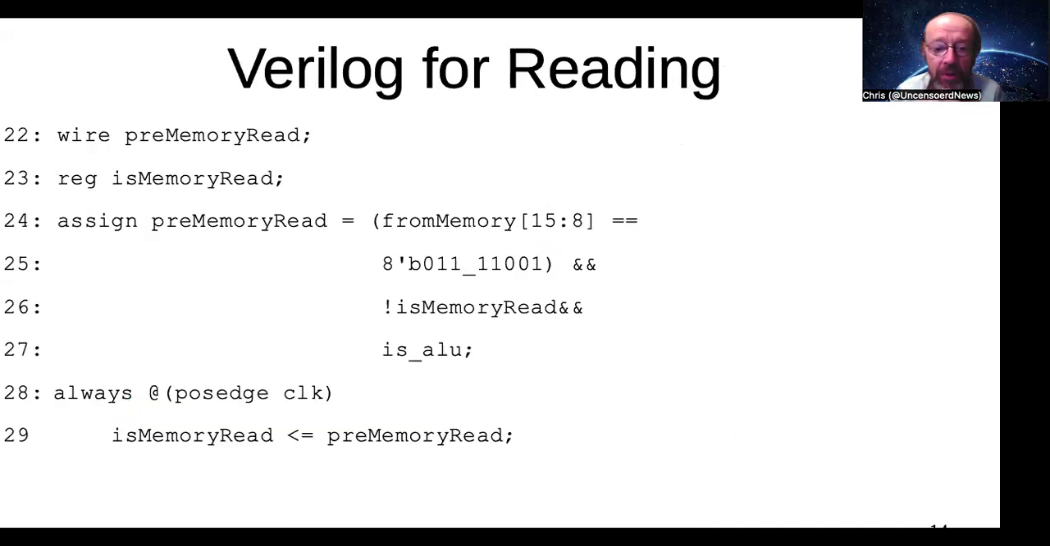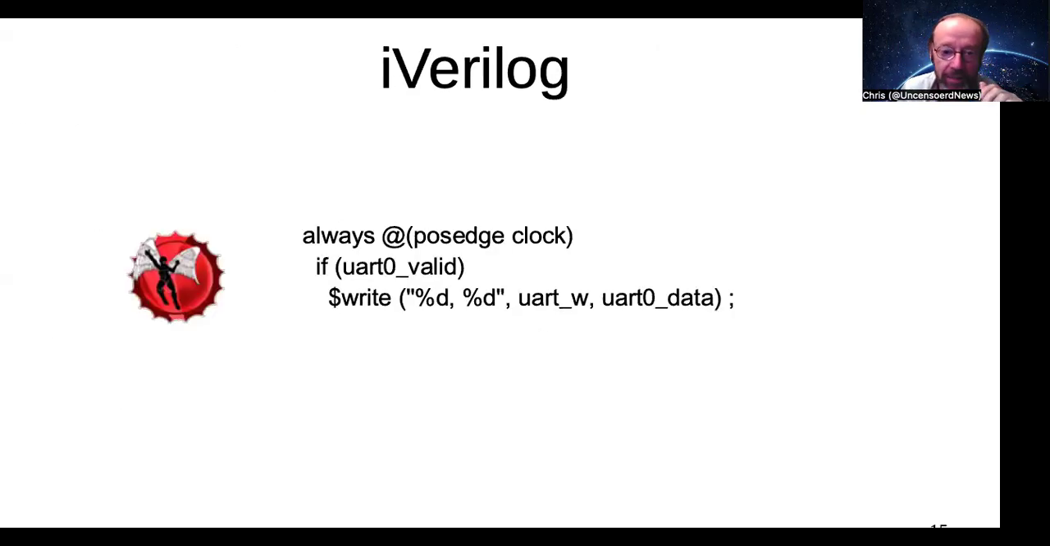And here we have the Verilog for reading. We have a pre-memory read value, which is a wire, and then a reg, which is memory read. If you look at the last two lines, when do you know it's a memory read? When the previous one was a pre-memory read. Okay, how do you know it's a pre-memory read? Basically, the instruction says read, it's not a memory read, and it is an ALU instruction. Then you get the pre-memory read. So pretty simple stuff, something similar for writing.